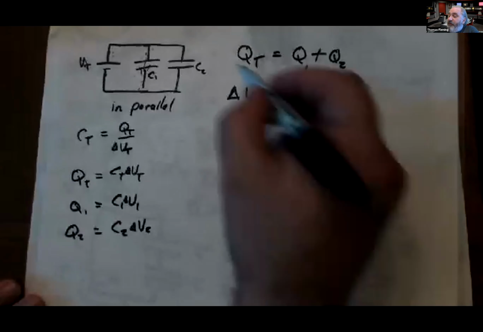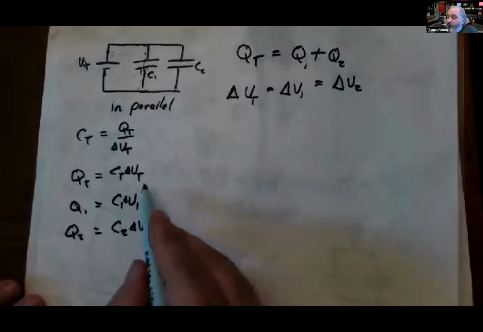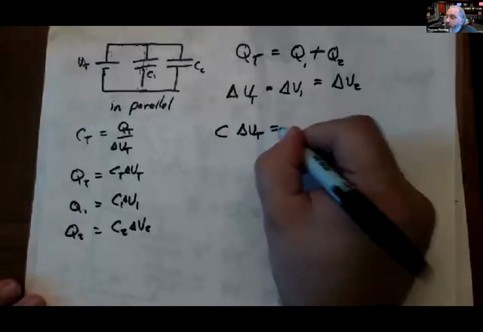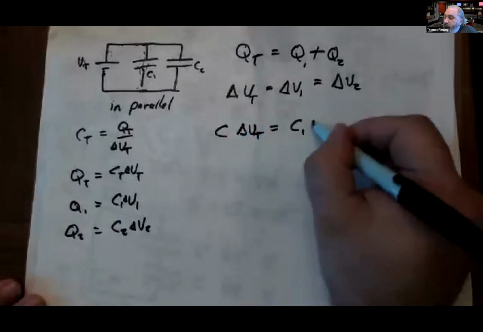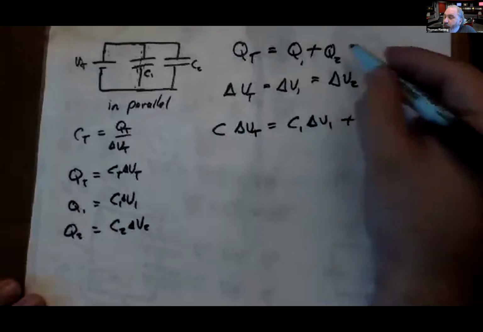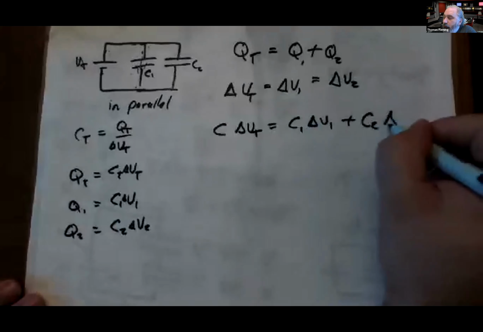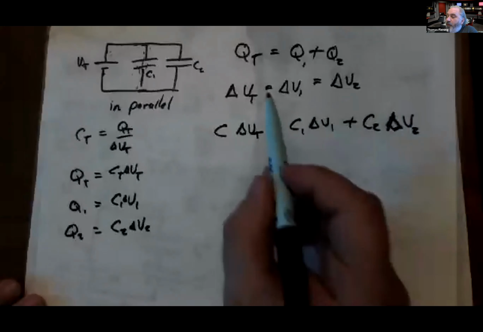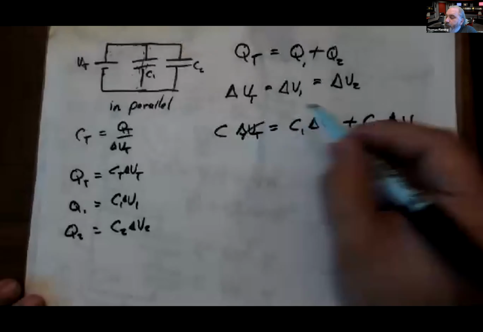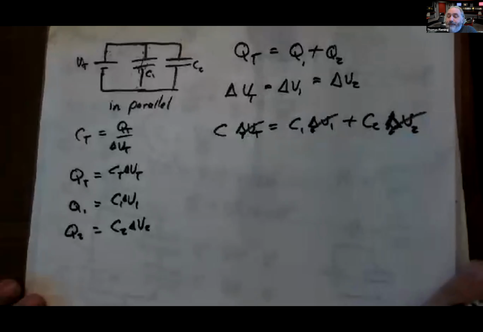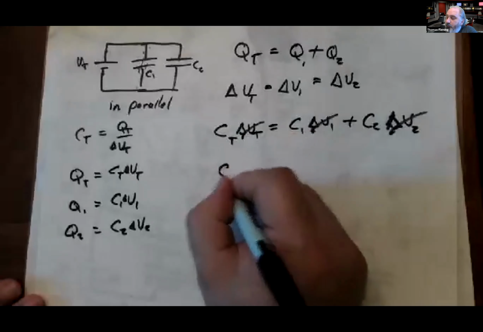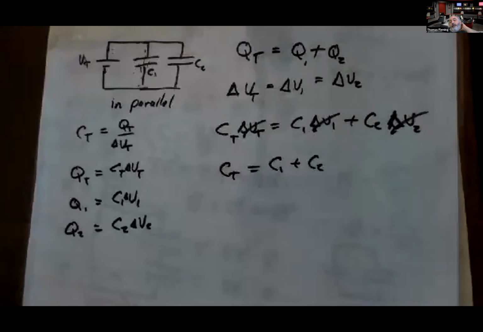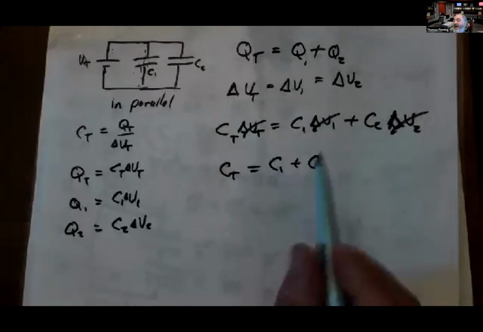So I could take this expression, replace Q total with C total delta V total, replace Q1 with C1 delta V1, replace Q2 with C2 delta V2. Except, wait a second, all the V's were the same, right? Which means they cancel. So C total would equal C1 plus C2. So apparently when you put them in parallel, you can just add the capacitances up.